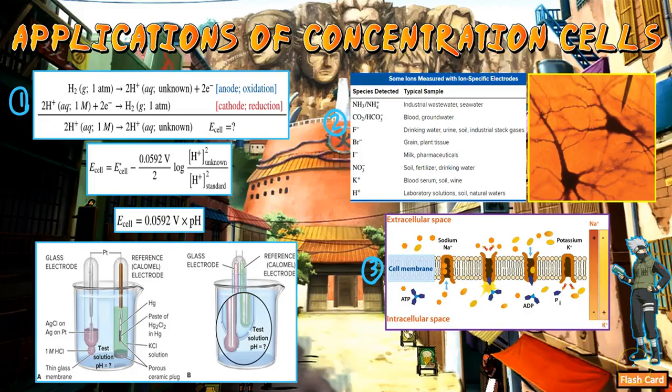Kakashi Sensei tells us that one of the scrolls we were gifted included new weapons we can use in training related to the application of concentration cells. So he wants us to focus on 3 different applications. Let's start with the first one, which is measuring pH.